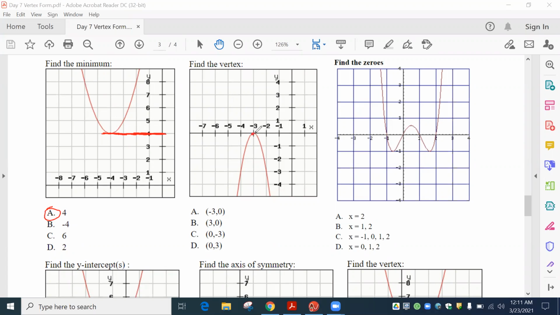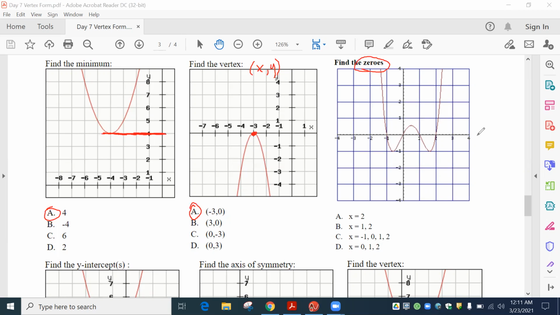Okay, vertex is x and y, but we only care about the x. So the only thing I care about is that -3 should be up front. Only one that has -3 up front is A. Makes that question so much easier too, because it's always confusing when it's -3, 0.